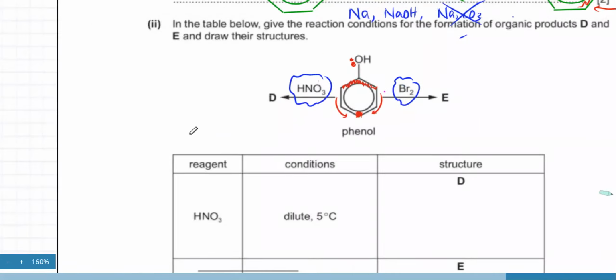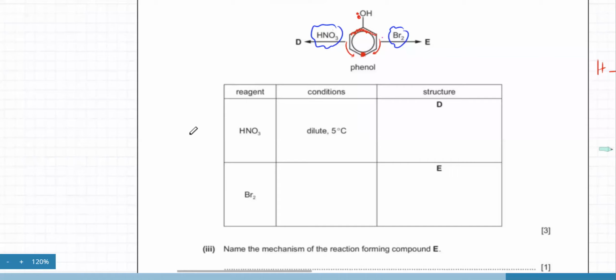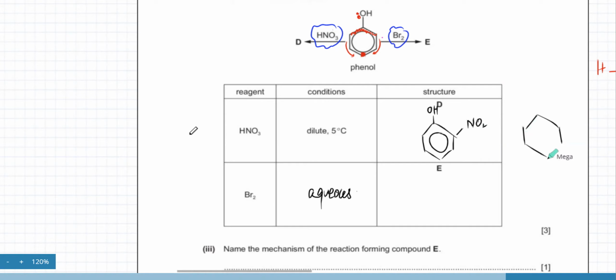So the conditions required for bromination and even for nitration are very, very mild. For bromine, the only condition that's needed is aqueous bromine. That's pretty much the only condition that you need. You don't need any catalyst. And if you use dilute nitric acid, an NO2 group might get attached on the second position, or there might be another chance, which is that the NO2 group might get attached on the fourth position.